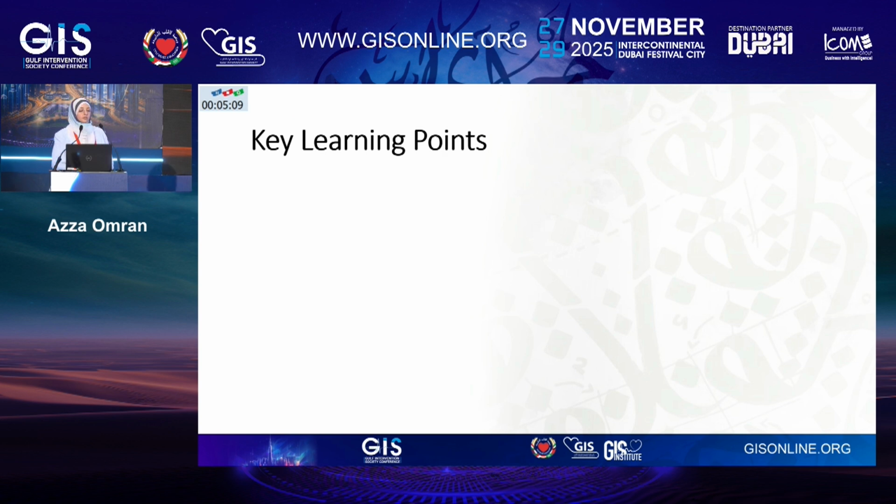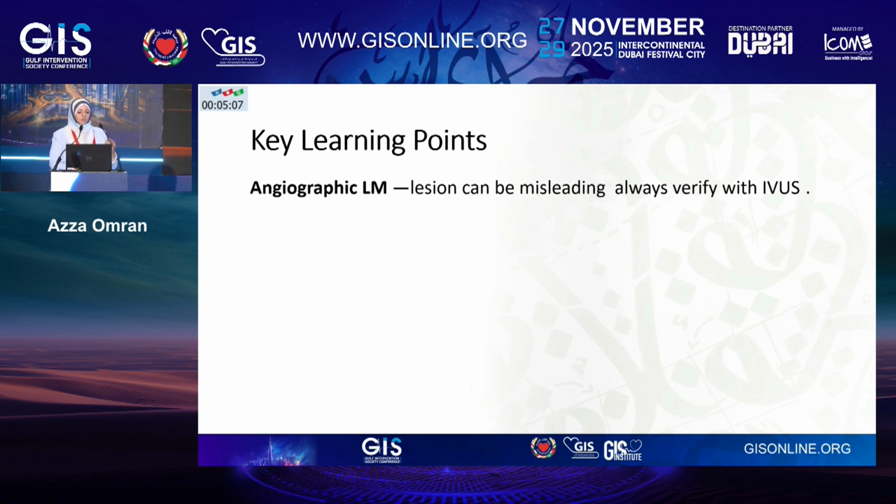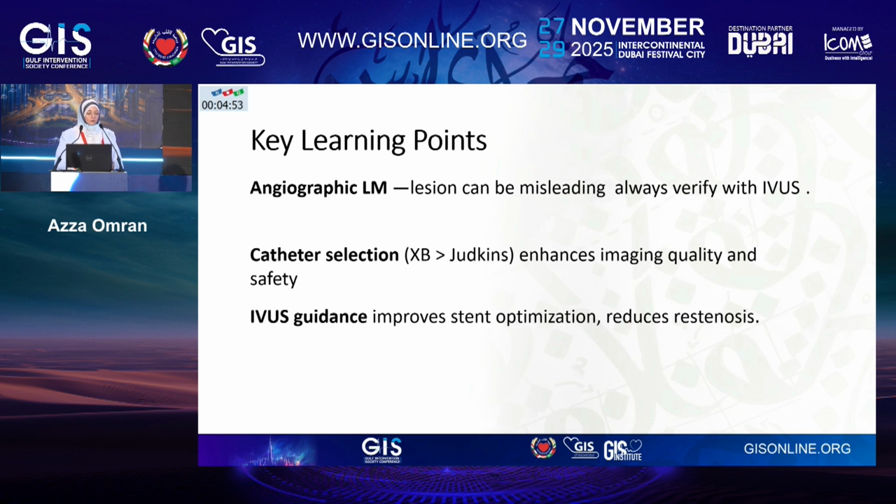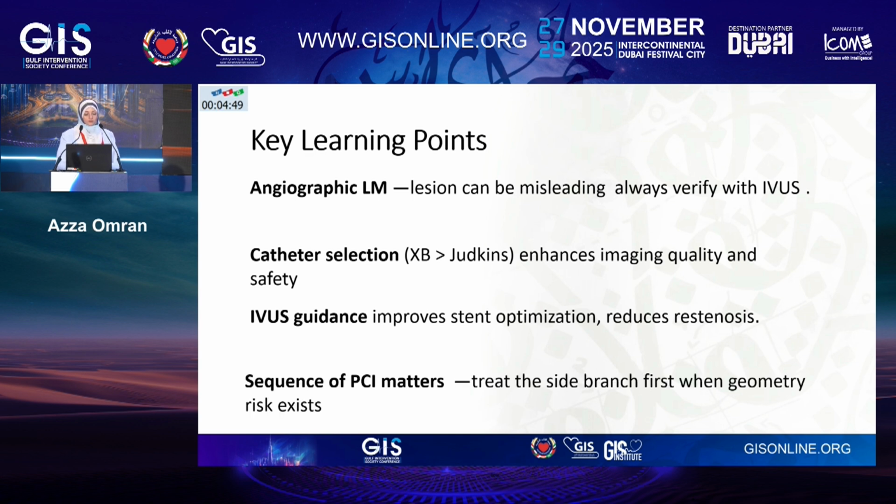So our key learning points are the following. Angiographic left main lesions can be misleading, and we should always verify with IVUS. Catheter selection, XB over Judkins, enhances image quality and safety. IVUS guidance improves stent optimization and reduces restenosis. And the sequence of PCI matters: treat the side branch first when geometry risk exists.